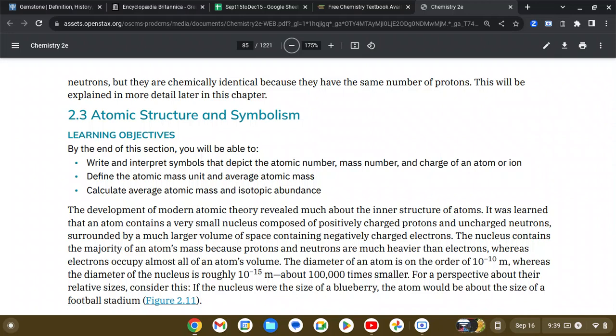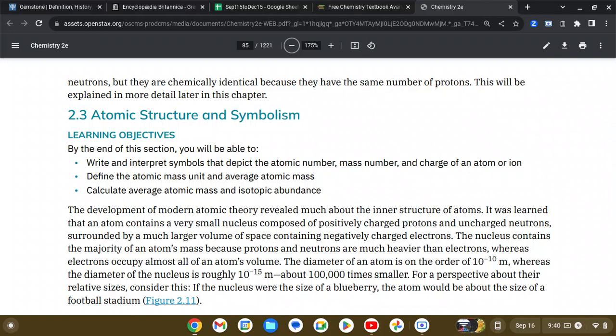The development of modern atomic theory revealed much about the inner structure of atoms. It was learned that an atom contains a very small nucleus composed of positively charged protons and uncharged neutrons, surrounded by a much larger volume of space containing negatively charged electrons. The nucleus contains the majority of an atom's mass because protons and neutrons are much heavier than electrons, whereas electrons occupy almost all of an atom's volume. The diameter of an atom is on the order of 10^-10 meters, whereas the diameter of the nucleus is roughly 10^-15 meters, about 100,000 times smaller.